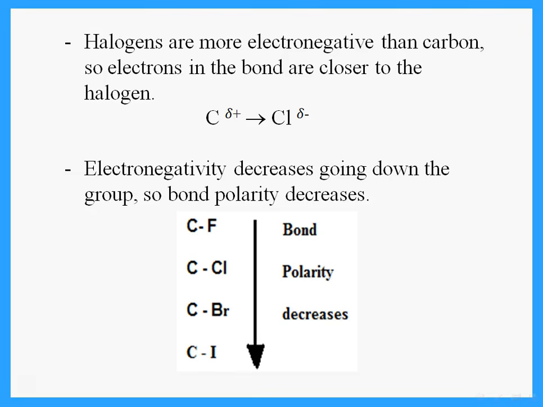So if we look at halogens, halogens are more electronegative than carbon, so they will form dipoles. Usually you will have a slightly positive, slightly negative between the carbon and the halogen. Now you should remember that the halogens at the top of the group are more electronegative, so there will be stronger dipole-dipole interactions. Electronegativity decreases going down the group, so the bond polarity would decrease.